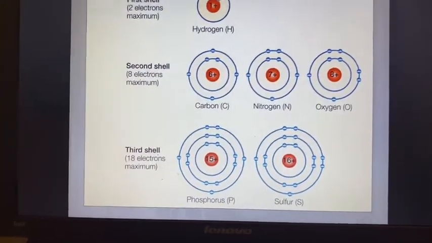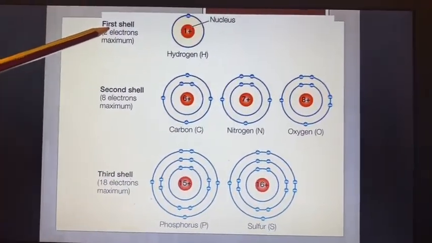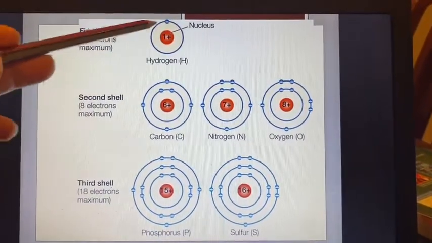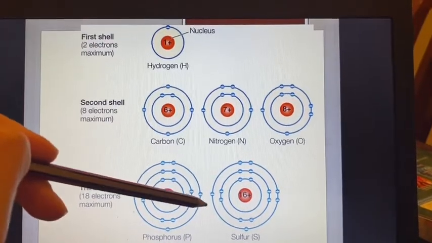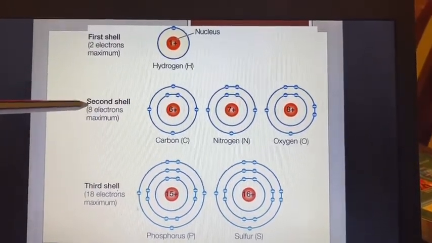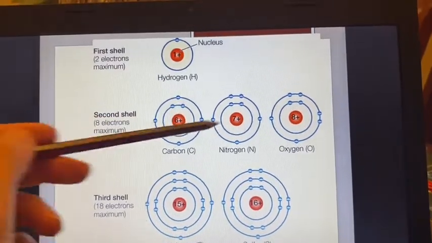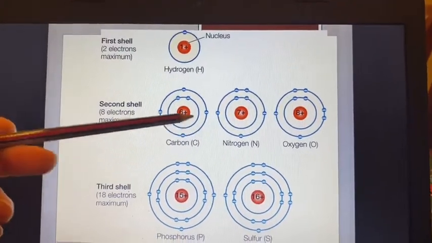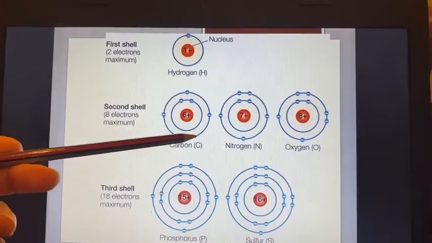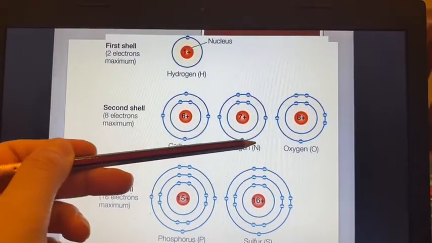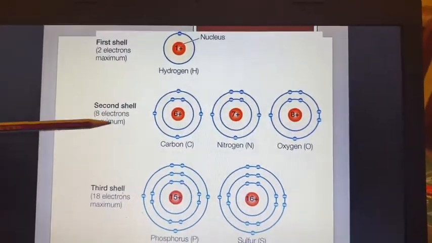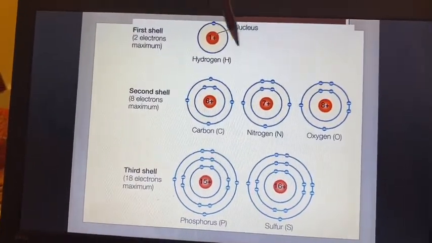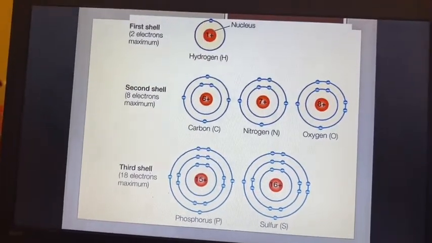For example, here, the first shell is the hydrogen. It has only one shell, one orbit, so it is in period number 1. Look at the second period. It means that the elements have the same number of what? Of shells. Carbon has 2 shells. Nitrogen has 2 shells. Oxygen has 2 shells, so going in a row, they have the same number of shells. Going in a column, they have the same number of electrons.